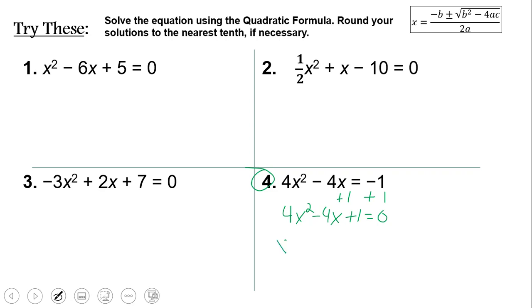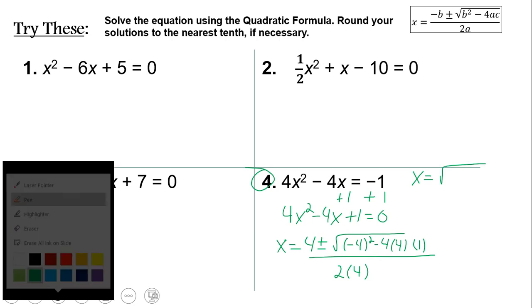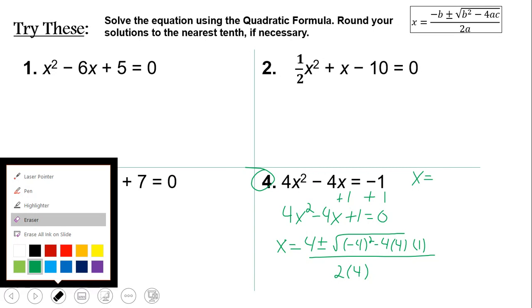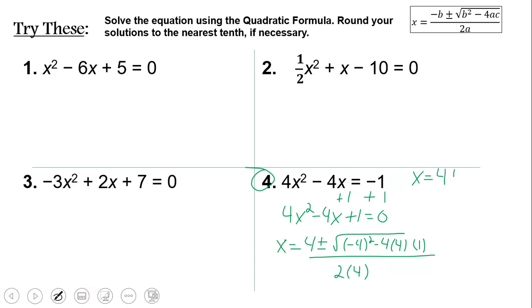So x is equal to 4 plus or minus the square root of negative 4 squared minus 4, a lot of 4's involved here, times 4 times 1, all over 2 times 4. What you'll notice here is that inside your square root, I forgot my 4 plus or minus on the outside. So 4 plus or minus the square root of 16 minus 16, all over 8. So you end up getting x equals 4 plus or minus the square root of 0 over 8.